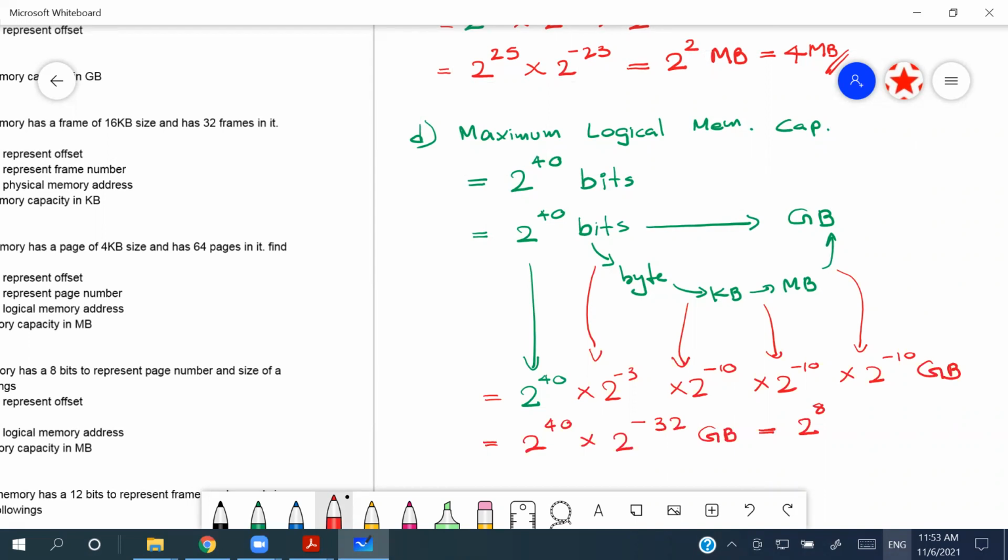Am I correct? I'm sorry, my calculation was wrong. This should be 2 to the power 33, minus 33, yes. So this says 2 to the power 7 gigabytes, which means 128 gigabytes, right? So that's how we are going to give the answer for the fourth part.